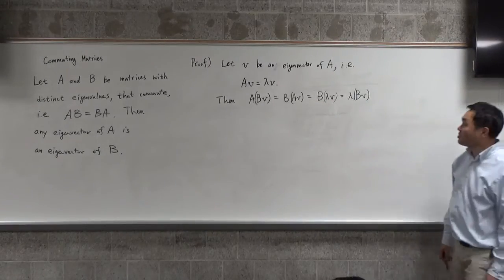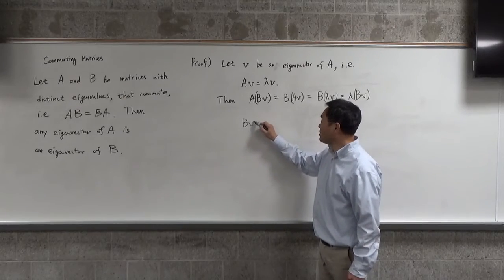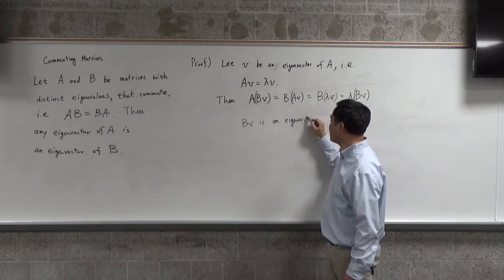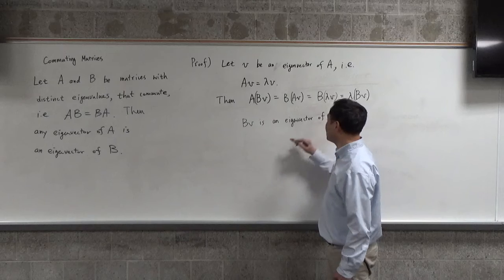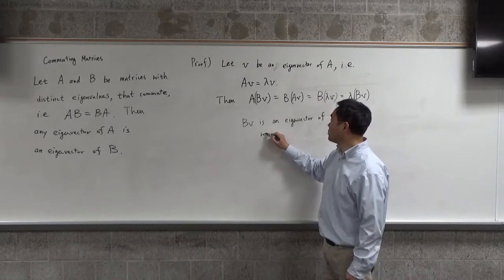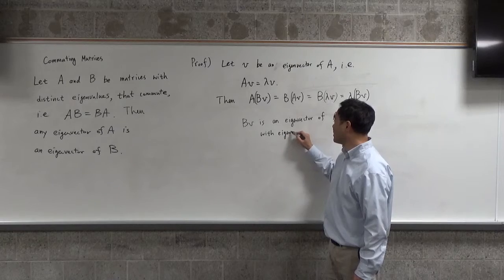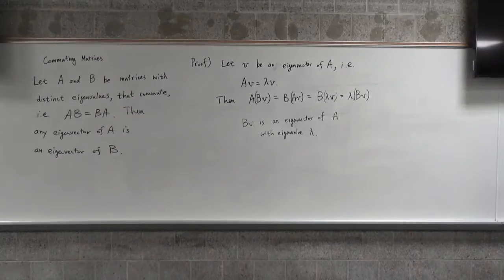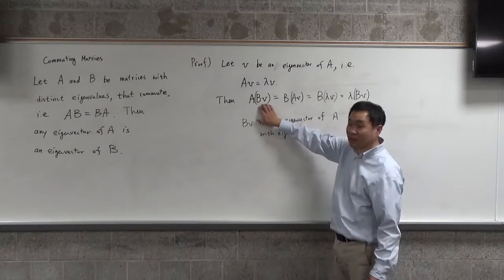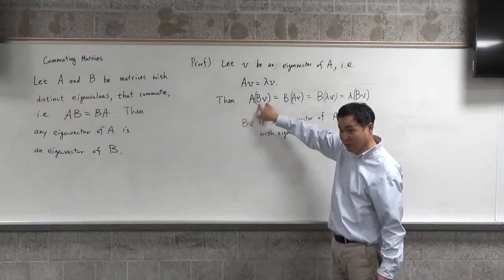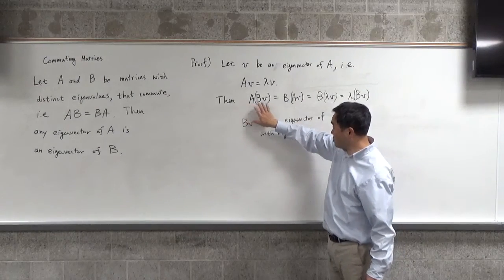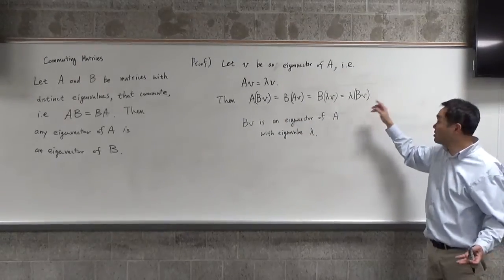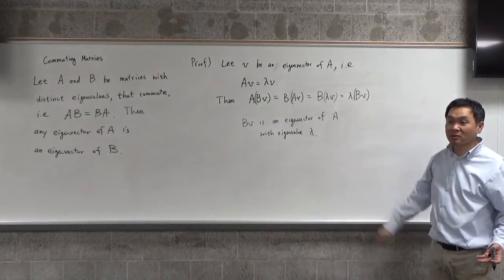Oh, wait, that means that BV is an eigenvector of A with eigenvalue what? Eigenvalue lambda. Isn't that right? Because BV is a vector, right? If you multiply a matrix with a vector, that's a vector. Look what we just found. A times BV is lambda times BV. That's exactly the eigenvector equation. And it has the same eigenvalue as before.